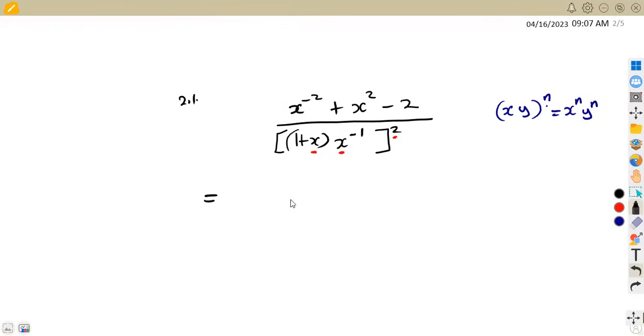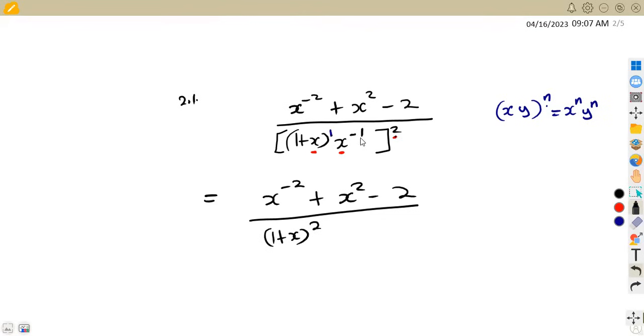Okay, so the numerator for now, let's just leave it like that. x to the exponent of -2 plus x squared minus 2, everything over. If we raise this to the exponent of 2, this is the same as to the exponent of 1, so we're just going to multiply 1 times 2, which is 2. So it is going to be 1 plus x to the exponent of 2, minus 1 times 2, which is x to the exponent of -2. All right. So in this case, we have something that is unusual in our simplification.